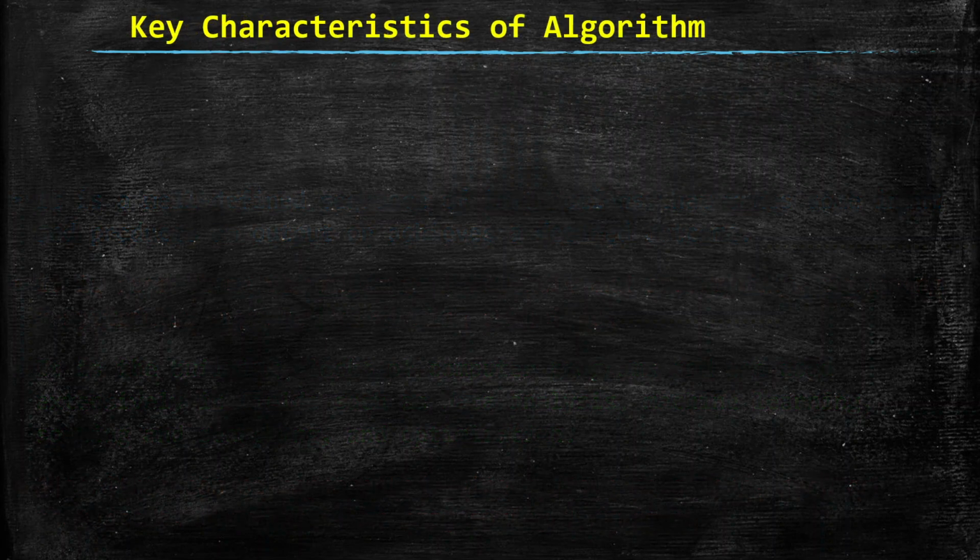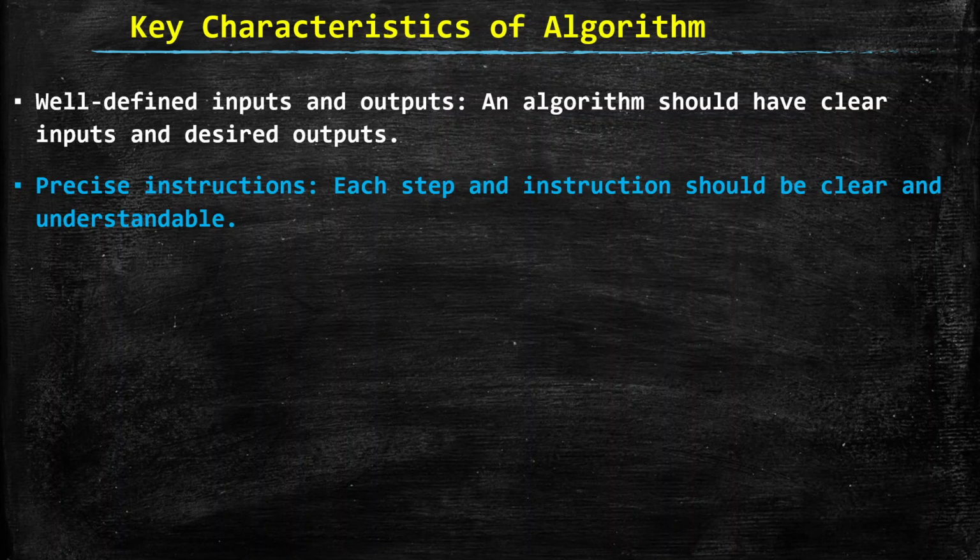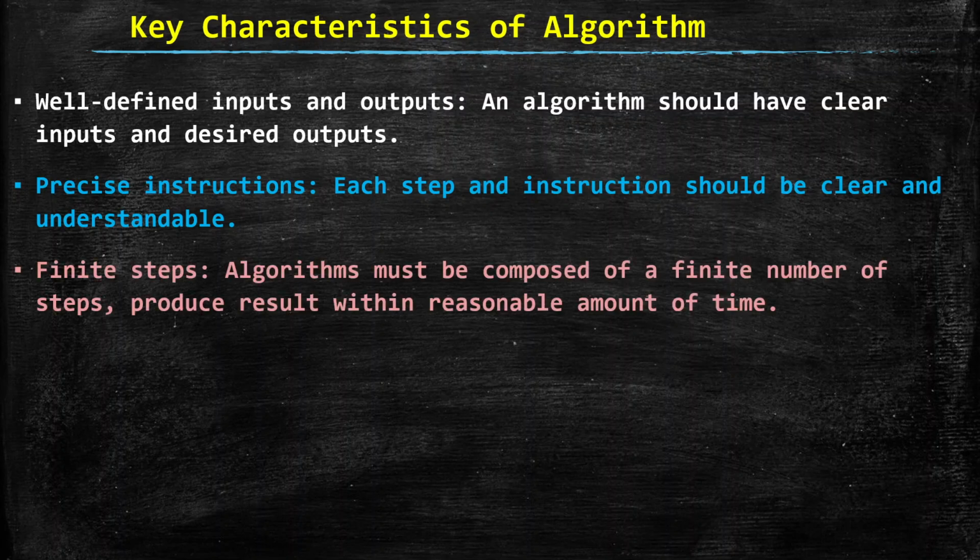Let's look at the key characteristics of algorithms. What should be there? First, well-defined inputs and outputs. There must be a defined input and output: what you are going to input to the computer and what the output will be should be clear. Second, precise instructions. If you are going to find the addition of two inputs, then obviously you have to give two numbers and find the addition. All of that should be in the instructions.